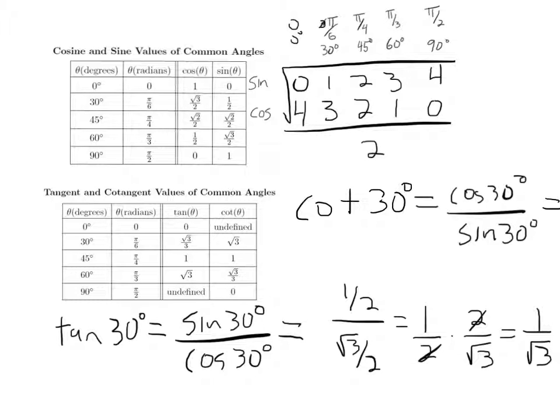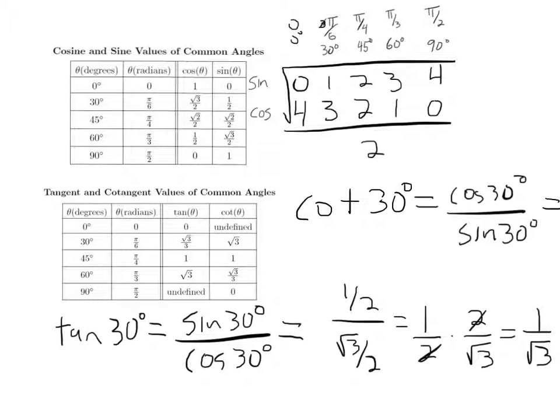Now, why are some of these values undefined? If we look at tangent of 90 degrees, why is tangent undefined at 90 degrees? Well, tangent is sine over cosine. Square root of 4 is 2, divided by square root of 0, which is 0. 2 divided by 0 is undefined. You cannot divide by 0. So because tangent is dividing by cosine, every time cosine is 0, at pi halves, 90 degrees, tangent will be undefined.